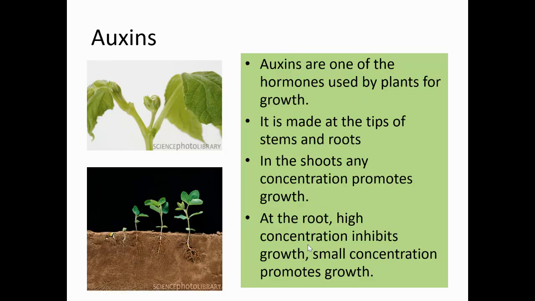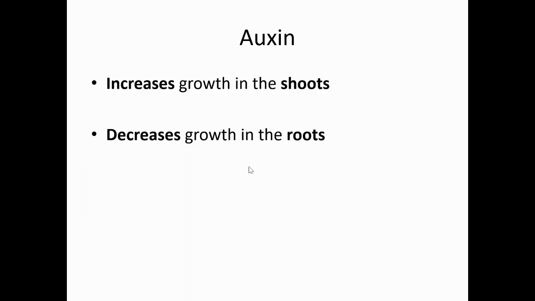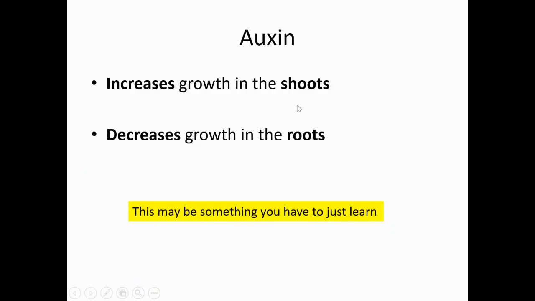I mentioned hormones a second ago. In last lesson, we learned about auxins. Auxins are one of the hormones used by plants for growth. It's made at the tips of the stems and the roots. So the very tips of the plant, and this is actually where the growth comes from, the meristems. In the shoots, any concentration promotes growth, and in the roots, high concentration inhibits growth, and a small concentration promotes growth. I just want us to focus on the shoots for the time being, as this is what we're going to be investigating. So again, increases growth in the shoots.